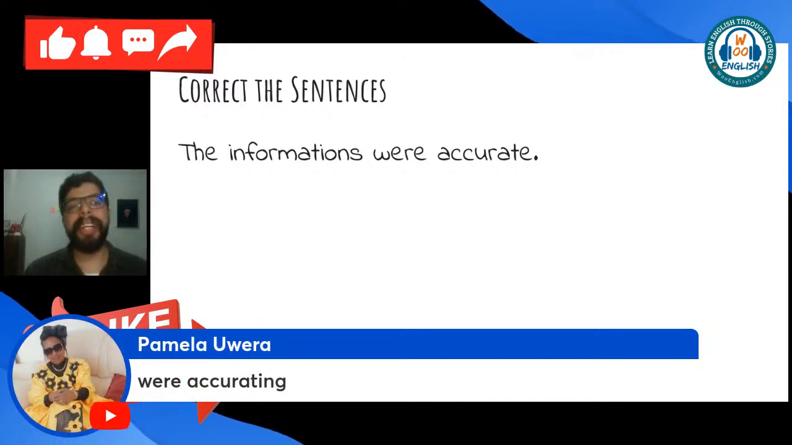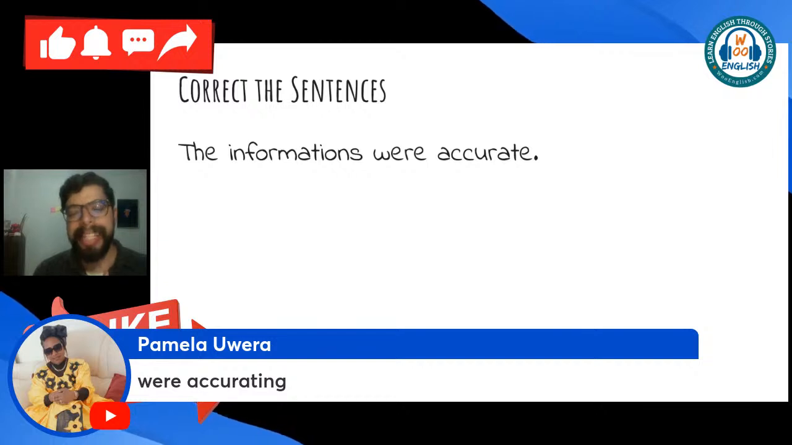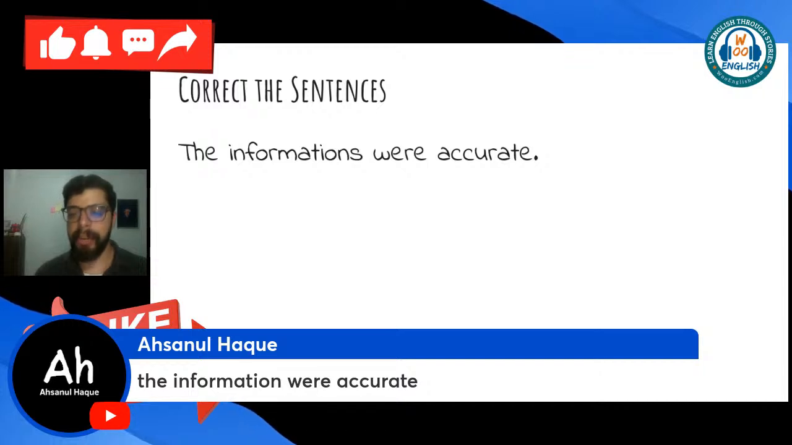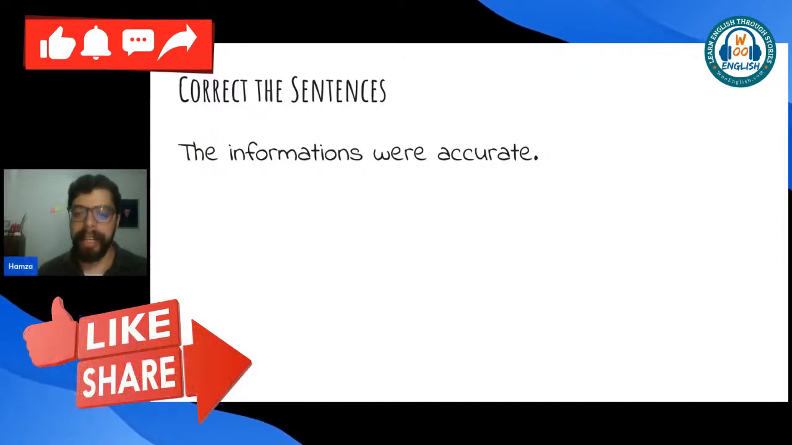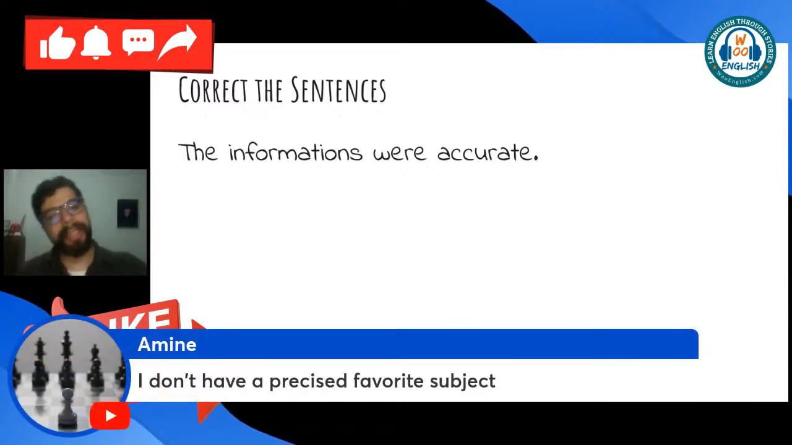Accurate here, Pamela, accurate is not a verb. Accurate means correct, right? So accurate is an adjective. We can't add ing to an adjective. No s. The information were accurate. All right. So, well, you got the problem. You got the mistake. Where is it?